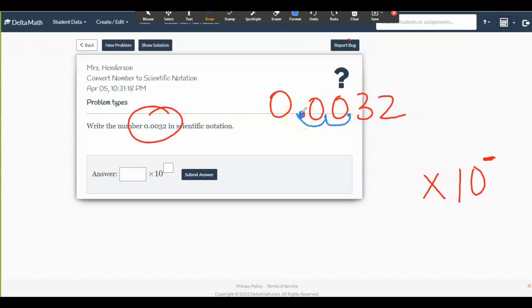So 1, 2, 3. Now I don't move to the end of the number, because if I moved all the way to the end, the number would be 32. 32 is bigger than 10 and you can't have that. So I move 1, 2, 3 places, giving me a 3.2. 3.2, and my power of 10 is how many decimal places did I move? It looks like I moved 3, so my power of 10 is negative 3. So 3.2 times 10 to the negative 3.